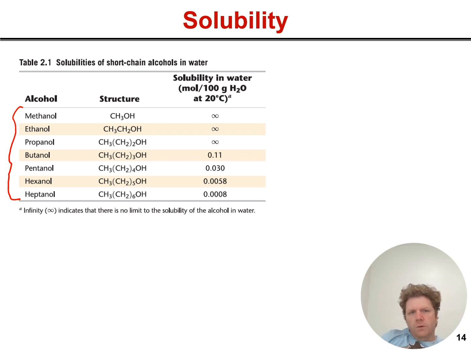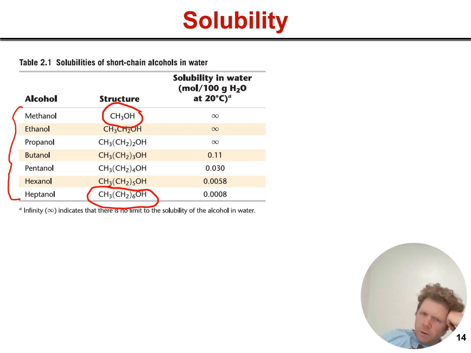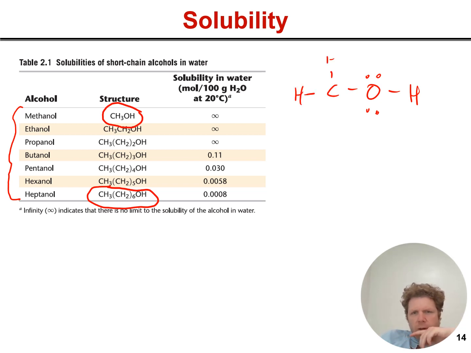We have a structure of methanol, CH3OH. Then we've got this long alkyl chain and then an alcohol. So it's a total of 7 carbons in OH. Now, if we're going to look at an OH, it's got 2 lone pairs of electrons. And we're going to classify this molecule.